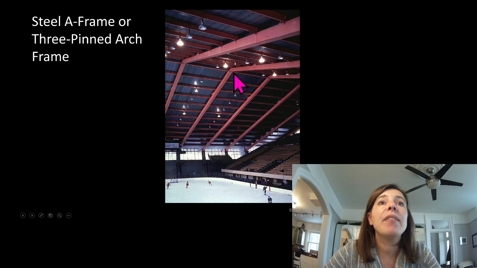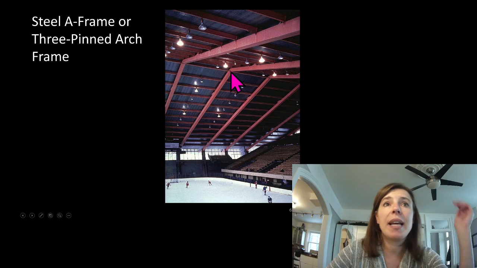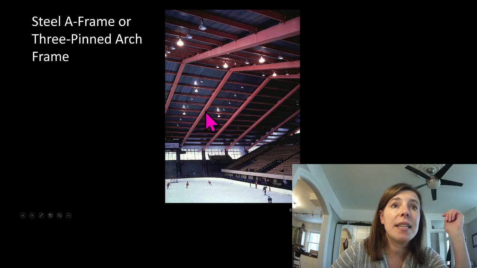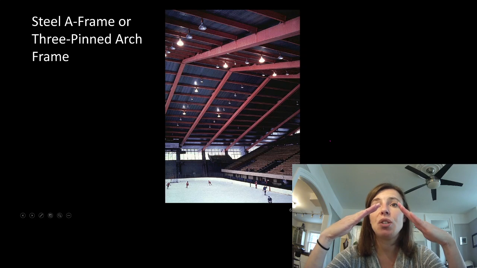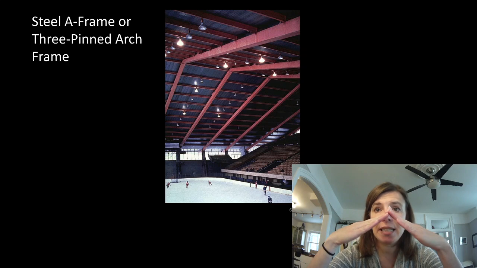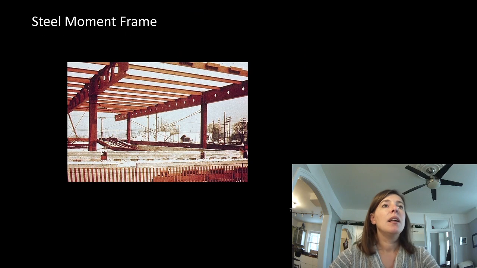And here we have a 3-pinned arch. So these two things are propped up against each other. This is a piece of the frame, and it goes off camera, but both of these two things are propped up against each other, leaning against each other.